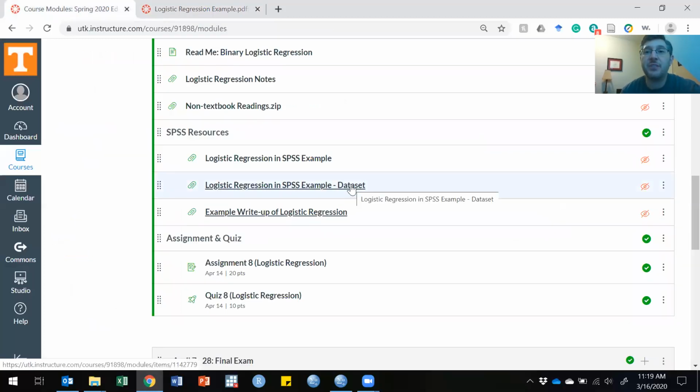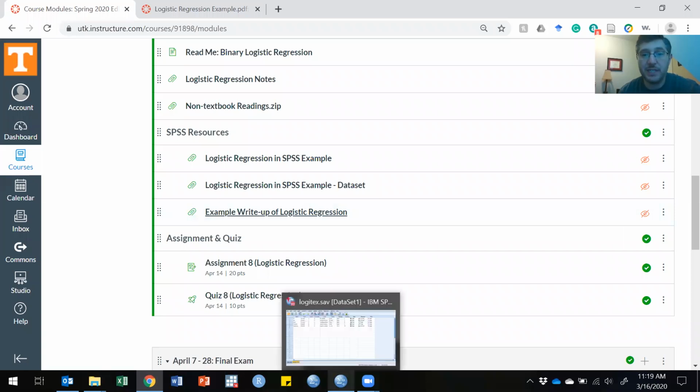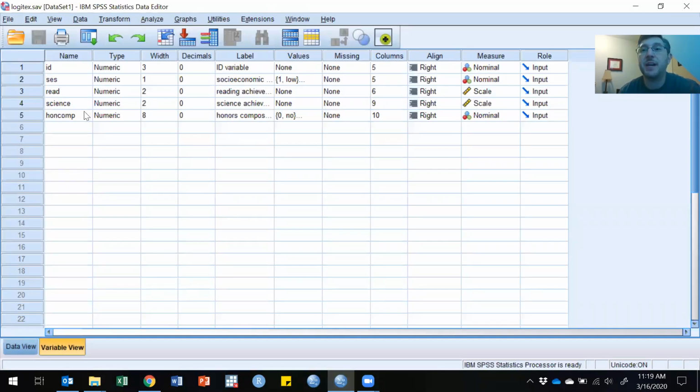The example data set, Logit EX, is saved on Canvas right here. You can download it and walk through the example with me. So let's pull up SPSS here. Here's our example data set.